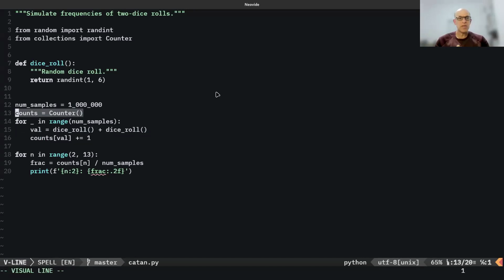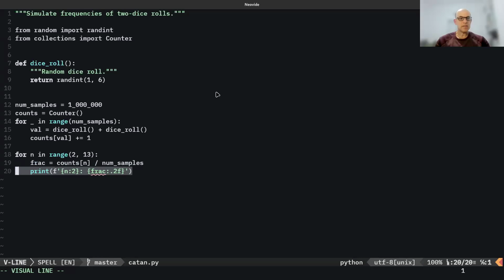We have Counter from collections. This is a special data structure that basically stores how much data we have per count. And then I'm going over all the numbers, right? The minimal number that you can get by rolling 2 dice is 2, with 2 ones. And the maximal one is 12, but the range is half open, so we're not going to get there. I'm going to show the fraction of this number out of the total counts, and I'm going to print it out.